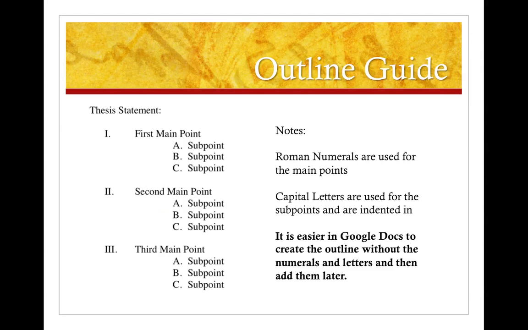And here's what the outline finish should look like. A couple key points. MLA formatting is important on this outline, so it does need to say thesis statement with a colon, and then you need to write your thesis statement out. Roman numerals are used for the main points, as you can see here. Capital letters are used for the subpoints, right here. And this in bold is just to help you create this.